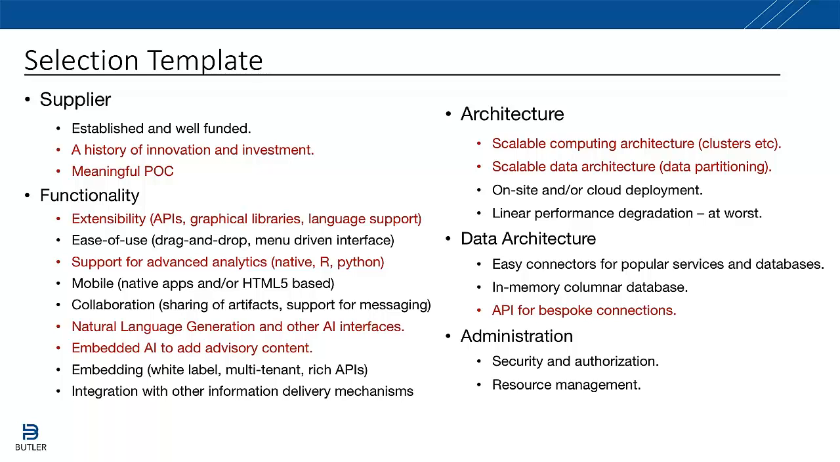And then data architecture, well, the most important thing there, because everybody's providing connectors for all the popular data sources, but the important thing is that you have an API for bespoke connections so that you can go to some difficult data sources, because most large organizations have them, and in fact, most organizations anyway have them.